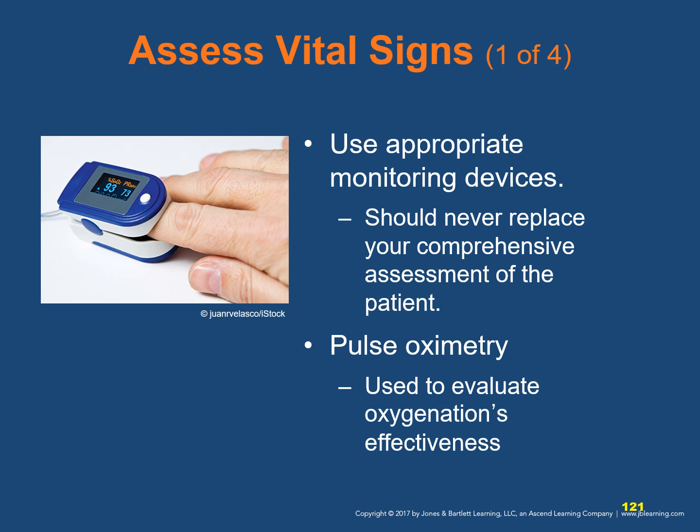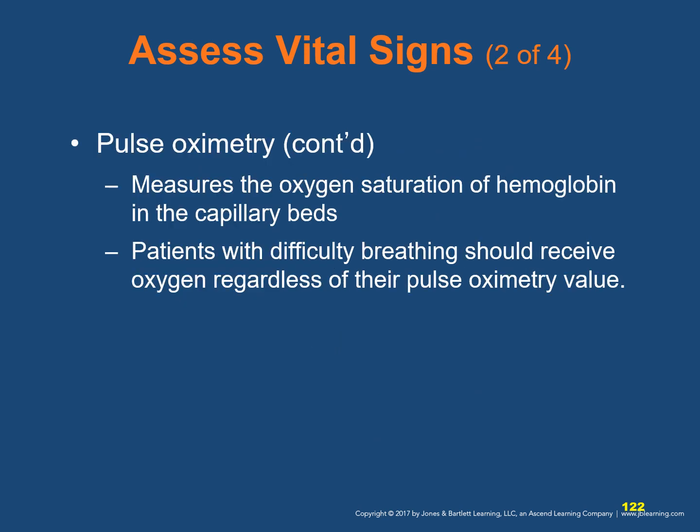Use appropriate monitoring devices, but these should never replace your comprehensive assessment of the patient. Something like pulse oximetry is used to check oxygenation and the effectiveness of it, but it should never replace your comprehensive assessment of the patient. Pulse oximetry measures the oxygen saturation of hemoglobin in the capillary beds. Patients with difficulty breathing should receive oxygen regardless of their pulse oximetry value.